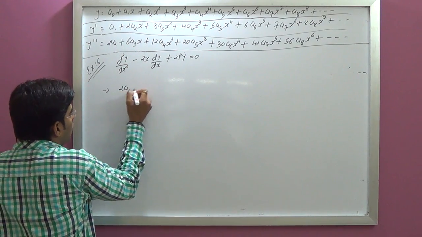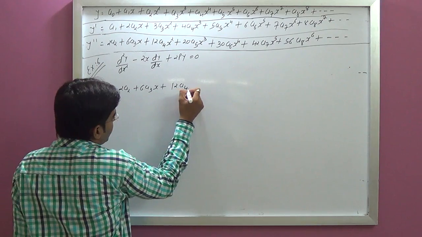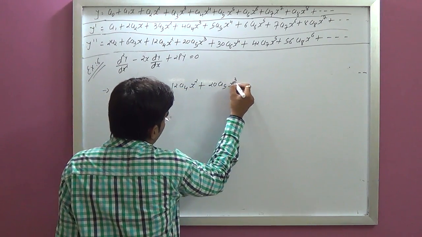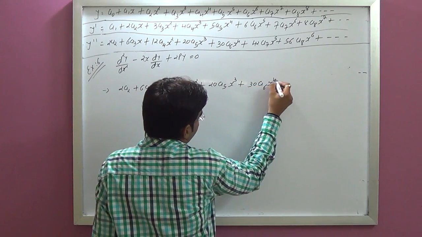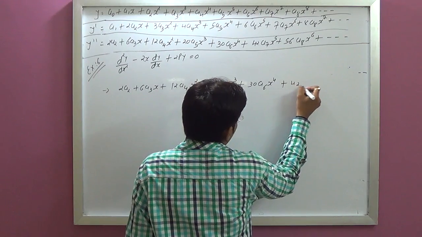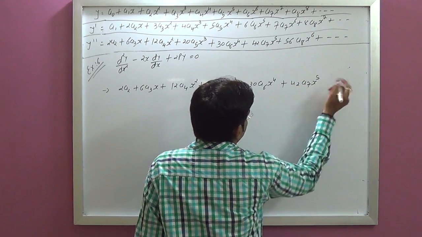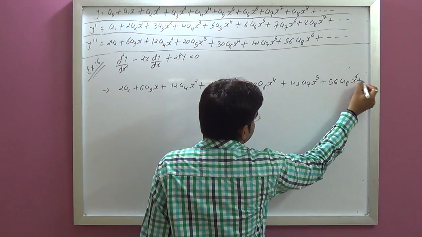2a2 plus 6a3x plus 12a4 x square plus 20a5 x cube plus 30a6 x raised to 4 plus 42a7 x raised to 5, right, plus 56a8 x raised to 6, right?